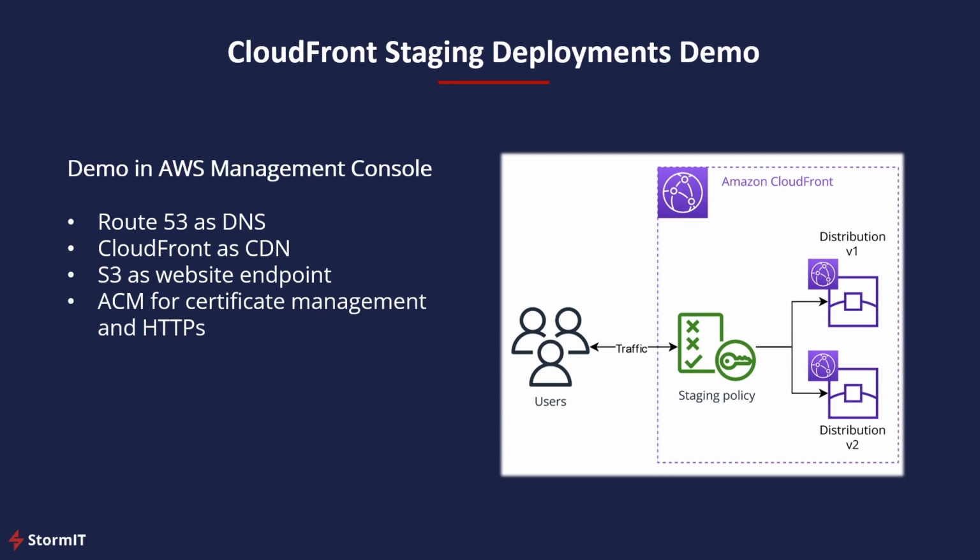So let's look into the AWS Management Console for my demo. I already have Route 53 as a DNS with my domain. I already have a CloudFront distribution that is used with an S3 bucket as a website endpoint, and we also have HTTPS via ACM, which is AWS Certificate Manager.